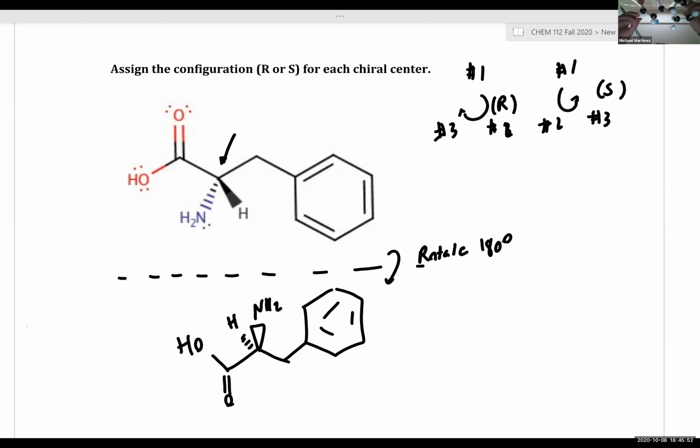So here's our original structure. All I did was just rotate the molecule. Just rotation, no flipping of your stereocenters, no modification. Does everyone see how I rotated my molecule to put the hydrogen in the back? Does everyone see that process?